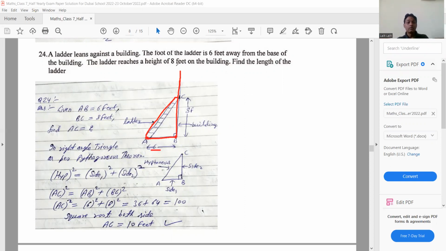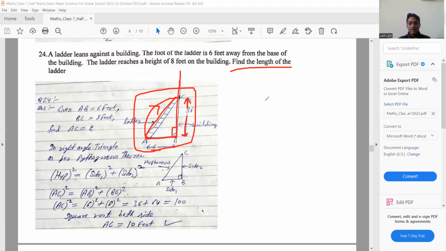The ladder reaches a height of 8 feet on the building. So the total building is like this, but the height which the ladder reaches on the building is only 8 feet. So this is the height of the building where the ladder reaches. This is given as 8 feet. Now if you see this figure, this is a right angle triangle, isn't it? So for a right angle triangle, we can apply Pythagoras theorem. You need to find the length of the ladder, which means you need to find AC.